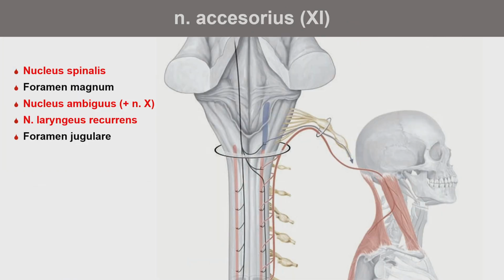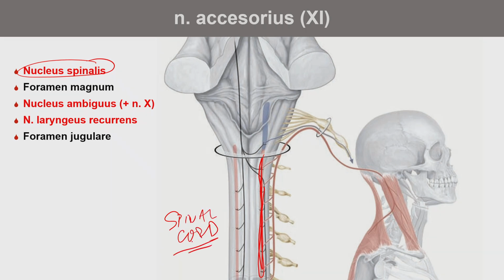The 11th nerve. The 11th nerve is partially, from the functional part, associated with the previous nerve, the vagus. Nervus accessorius has two nuclei. One is called nucleus spinalis. This is much larger. It's quite long, and it's localized in the spinal cord.